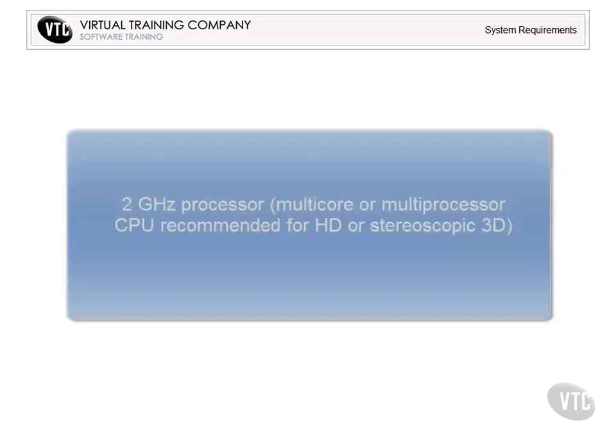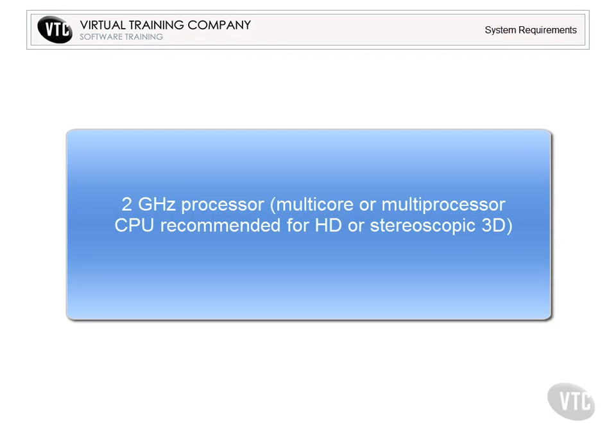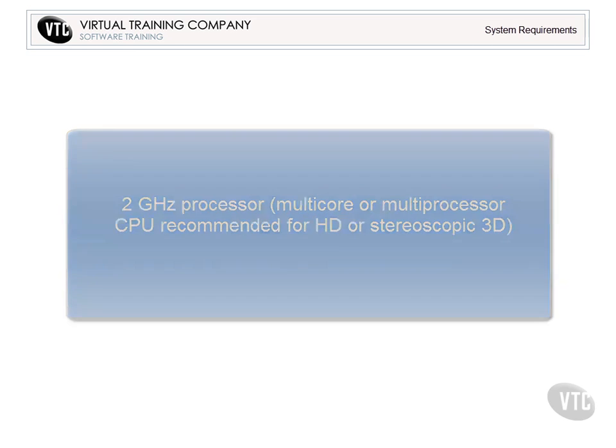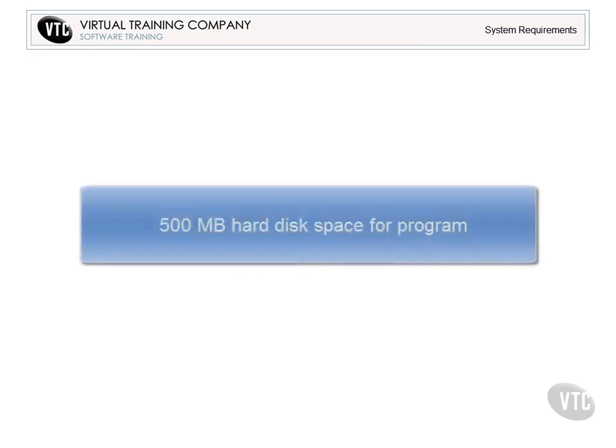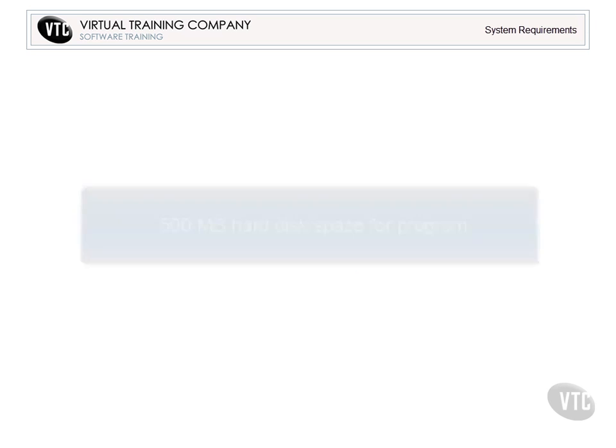Now, for straightforward standard definition video files, the processor required is similar to version 10 in that you will need a 2 GHz processor. However, you will need a multi-core or multi-processor CPU, and this is recommended for high definition or stereoscopic 3D work. Vegas Pro 11 as a program will require 500 megabytes of hard disk space for the installation. Now this is 100 megabytes more than previously required, so you'll assume the program is better.